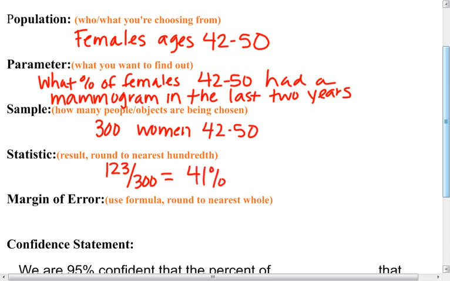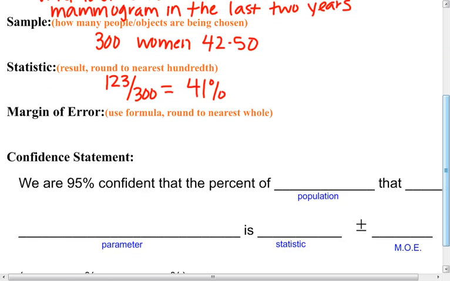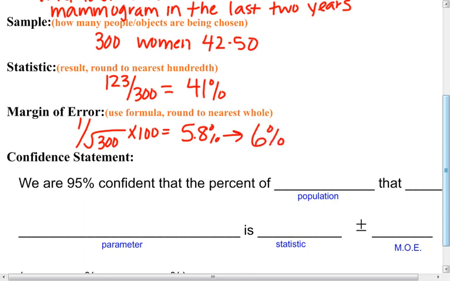The statistic does not need to be rounded to a whole number, so if it came out to be 42.56%, you may report 42.56%. This one does come out to be a whole number, so I'll obviously leave it there, but you don't need to just round the statistic to 2 decimal places. The margin of error, again, you're going to go 1 over the square root of the sample size. In this case, the sample size was 300. And that becomes 5.8%. But of course, margin of error gets rounded to the nearest whole number. And so I would report that as 6%.